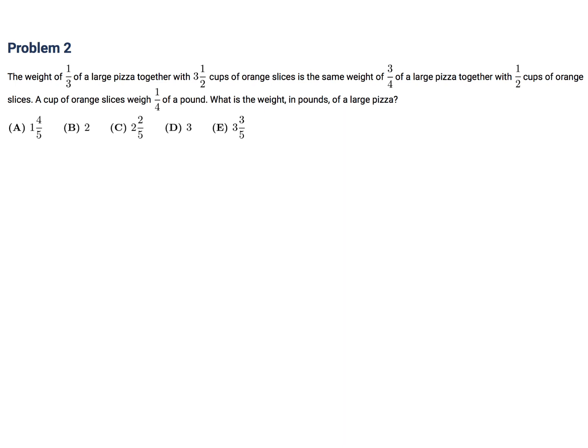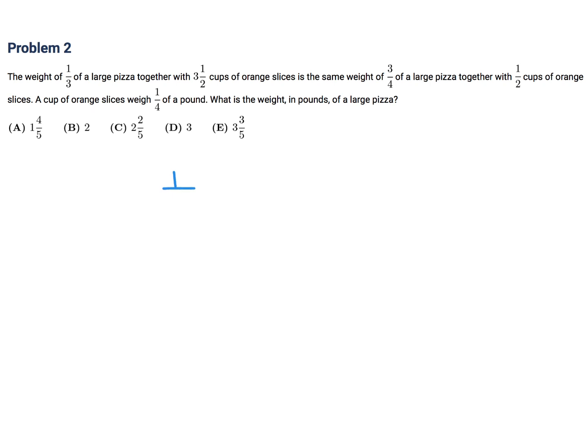The weight of 1/3 of a large pizza together with 3½ cups of orange slices is the same weight as 3/4 of a large pizza together with ½ cup of orange slices. A cup of orange slices weighs 1/4 of a pound. What is the weight in pounds of a large pizza?